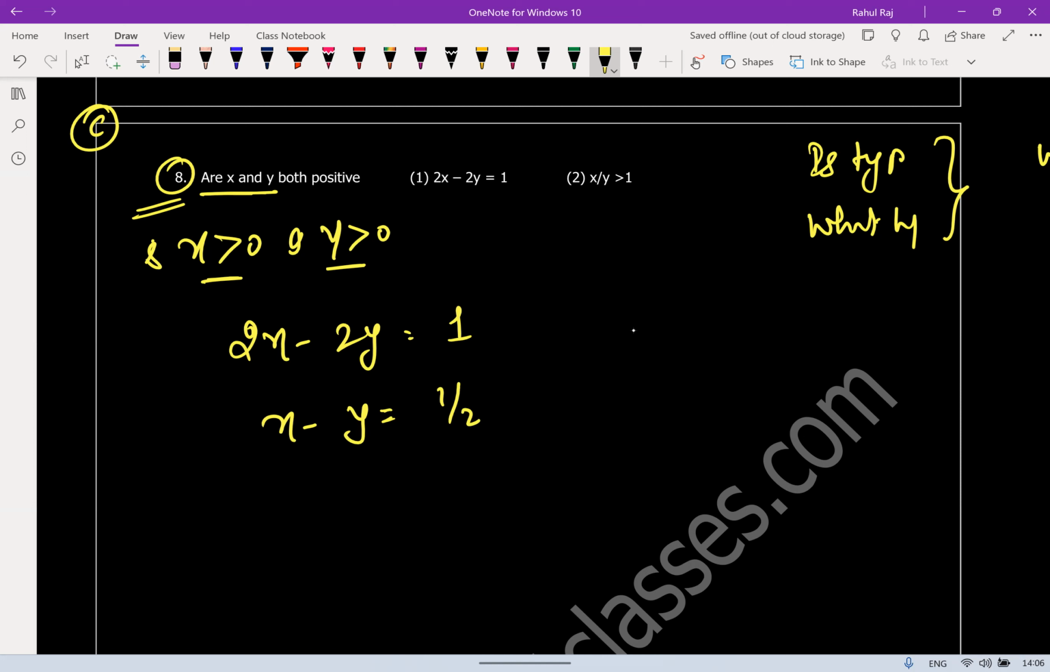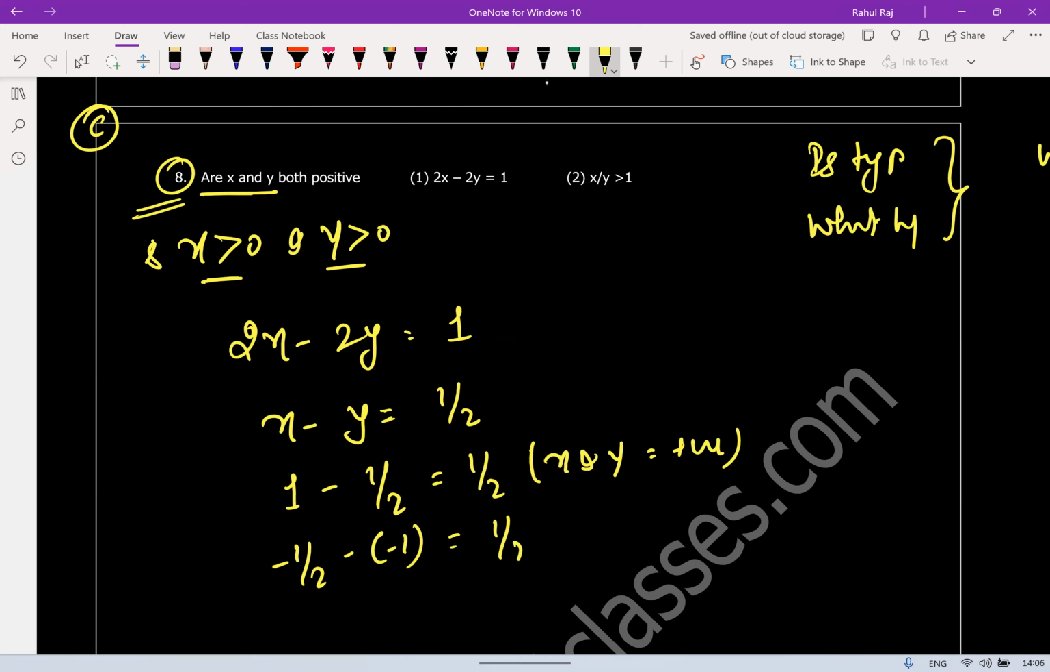Sapna, is this clear? Now, my question is, is x greater than 0 and y greater than 0? Yes or no? Imagine if I take x as 1, y as half. Do I get x minus y as half? Yes, and x and y are both positive. Great. If I take x as minus half, y as negative 1, do you think I'm still getting half? x and y are both negative, but x minus y is still half, right? So I have a yes situation over here and a no situation over here. So I say this statement is not sufficient. Am I right? Jana, is this clear? Yes, sir.